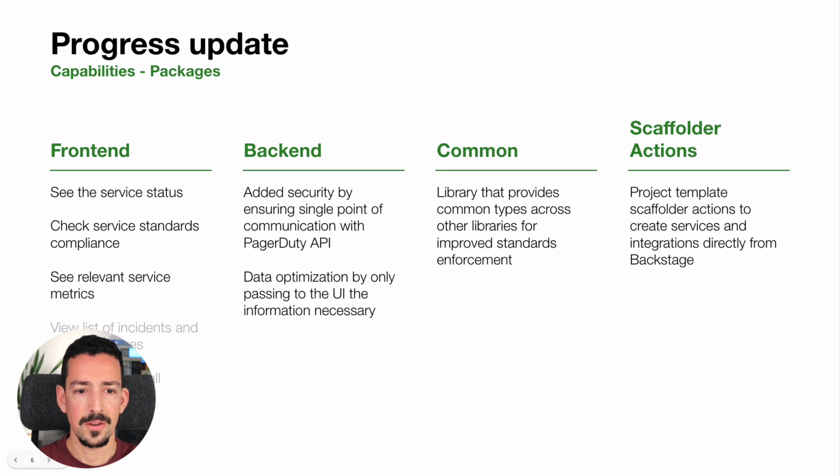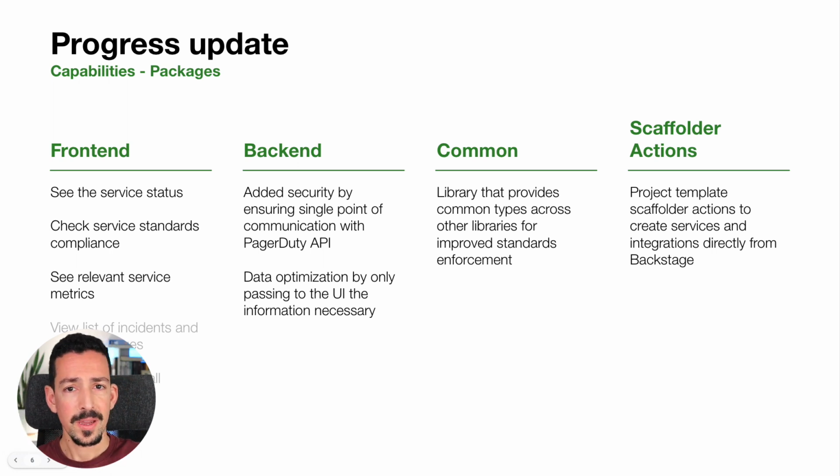So on the front end side, you still have the same capability to list incidents and recent changes and actually see who's on call. But on top of that, we added the capability for you to see relevant service metrics, to quickly check the service status with proper color coding and all that. And we added information as well on service standards, right? So now you see if the service is being compliant or not with the service standards defined by the organization.